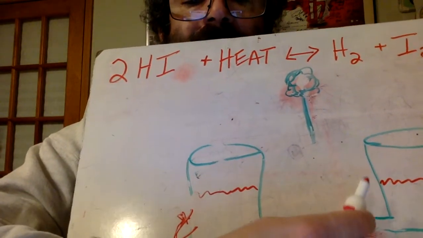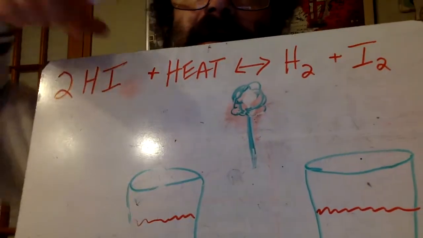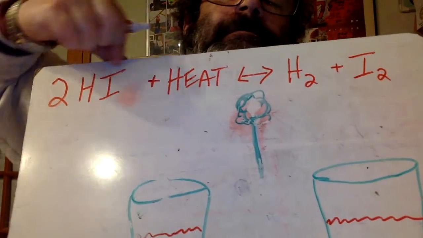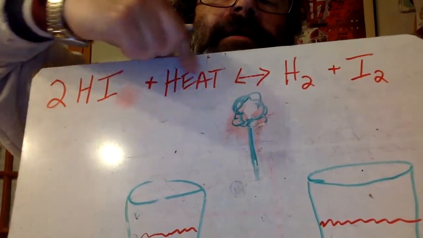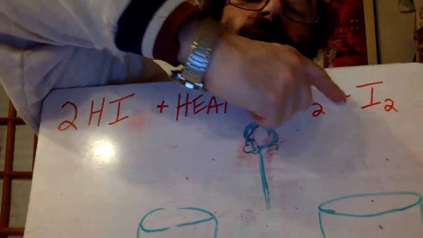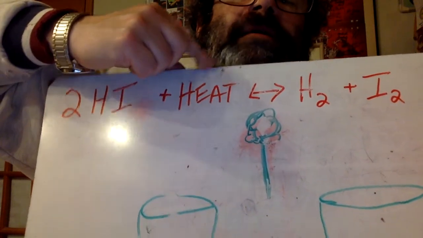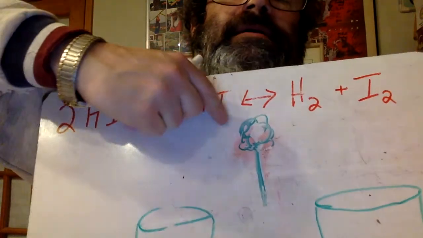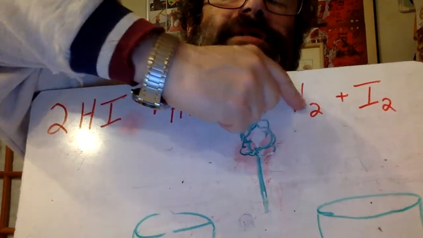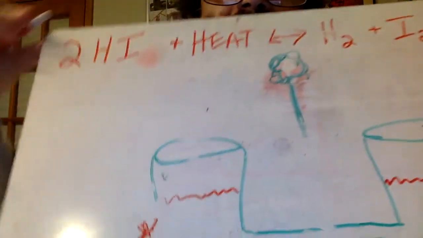And if you're adding to one side, it's going to shift to relieve that stress. And those are the stresses. Whichever one you're adding, if you add HI, here it is, HI, or if you add heat, it's going to shift that way. And if you add H2 or I2, it's going to shift this way. Got it? And if you take it away, the opposite's going to happen. You take away heat, you dig a hole, it's going to want to fill this hole on this side, so the shift is going to go this way to fill the hole. Does that help? Hope the visual helped you.